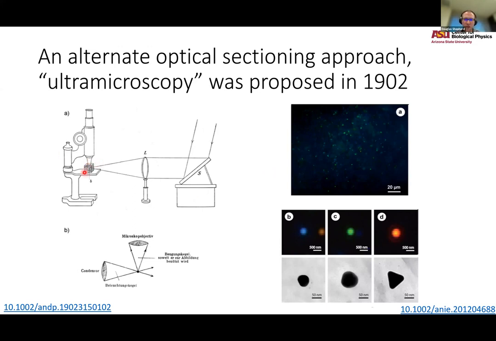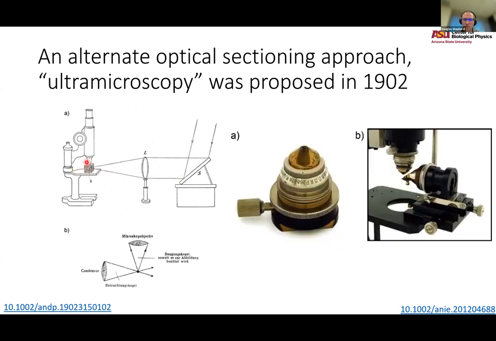So here we have a different way of reducing out of focus background light, because we're just bringing that light in from the side. The other thing I want to point out is that Siedentopf realized early on that to get two high resolution objectives near each other, you might have to cut one of them. And I'm going to come back to that point in a couple of slides here.